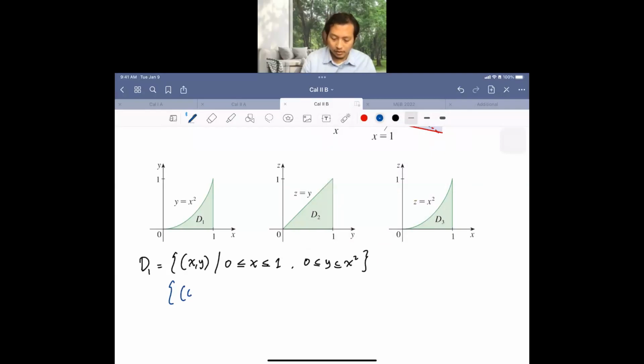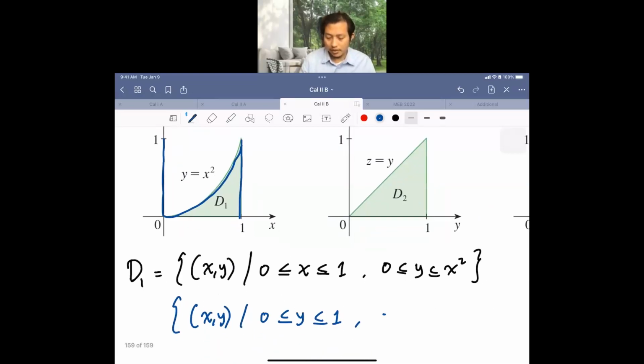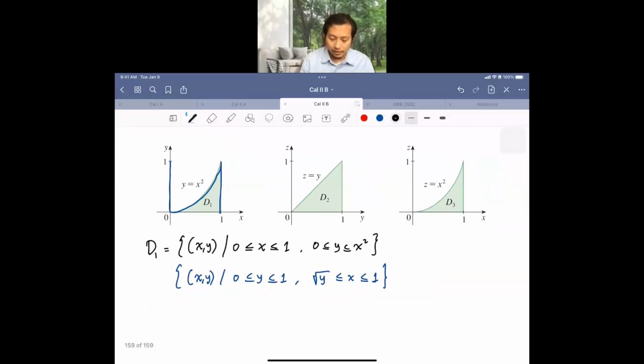Okay, and then let me write it in a different color. We could write it making y our outside integration, right? And then x should be from 0, right? Or rather, for x, if we take this 0, 1 as our y, then x will start from this curve, right? Until x equals 1, okay? So this will be square root of y, and then 1. That's for D1.